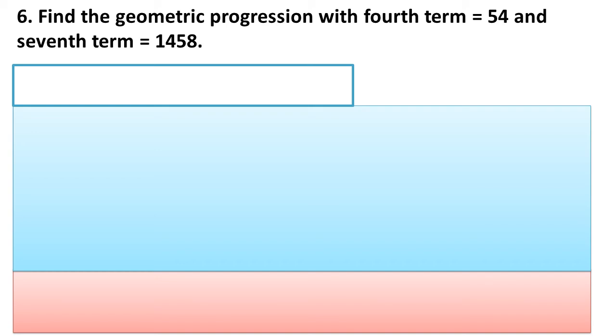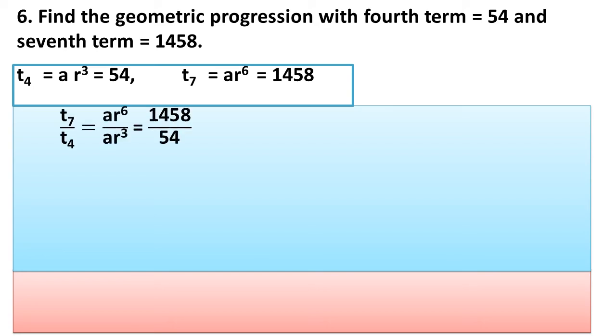Question number 6. Find the geometric progression with fourth term equal to 54 and seventh term equal to 1458. Fourth term is 54, T4 is 54, A into R cube is 54. Seventh term is 1458, that is A into R to the power of 6 is equal to 1458.